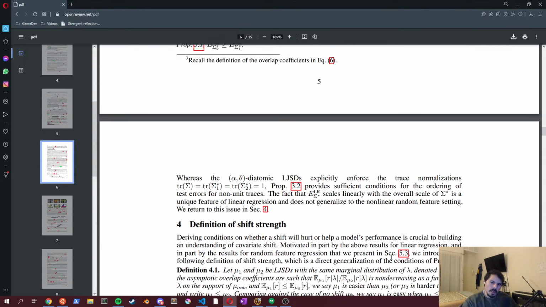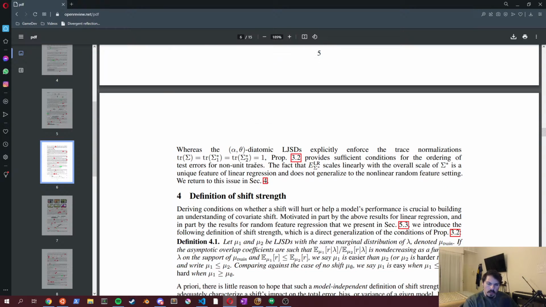Whereas the alpha theta diatomic densities explicitly enforce the trace normalizations, proposition 3.2 provides sufficient conditions for the ordering of test errors and non-unit traces. The fact that the expectation value scales linearly with the overall scale of sigma star is a unique feature of linear regression and does not generalize to nonlinear random feature settings. We will return to this discussion in section 4.